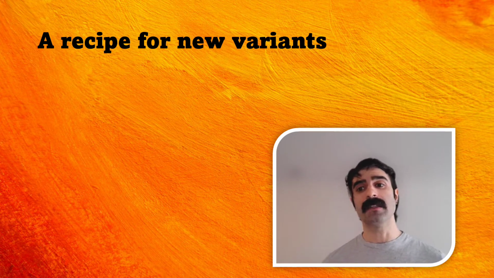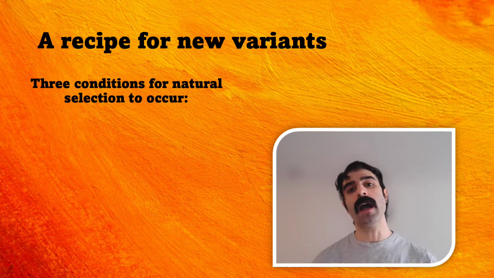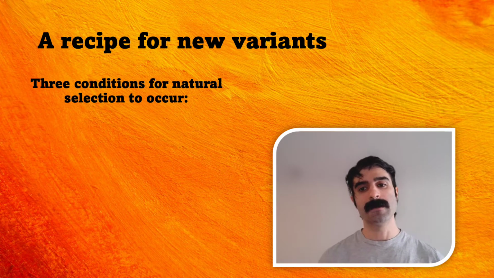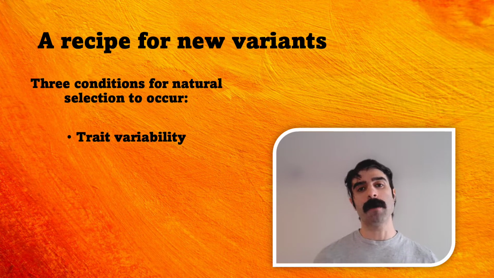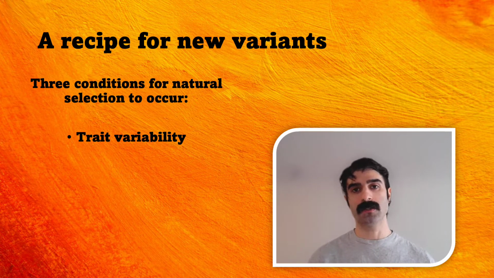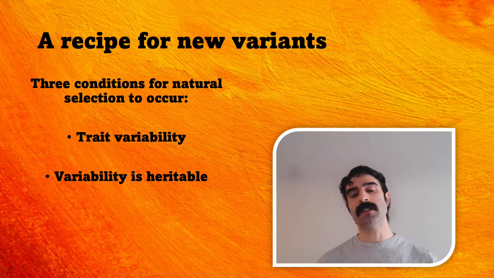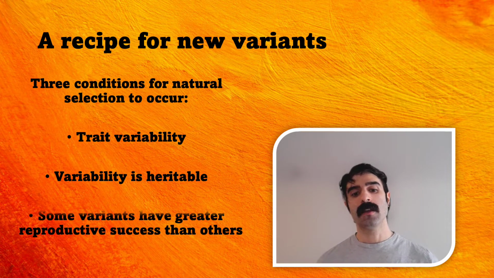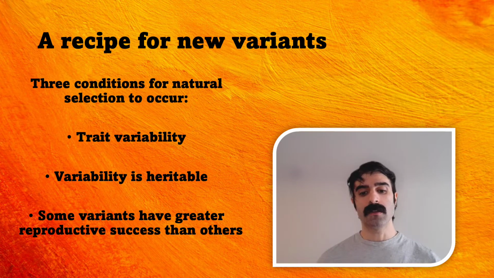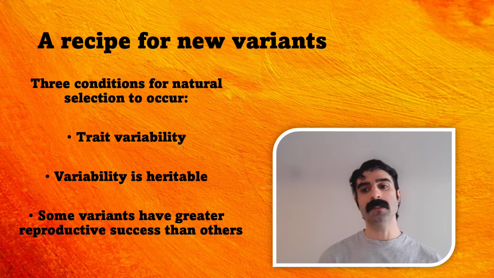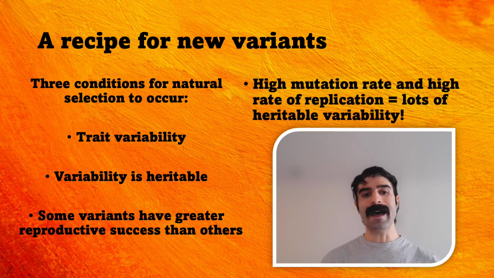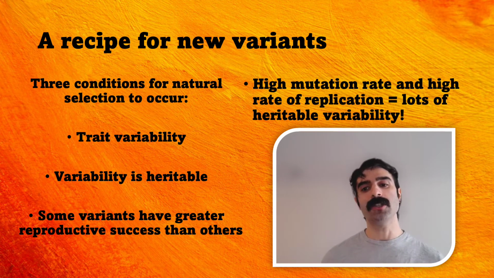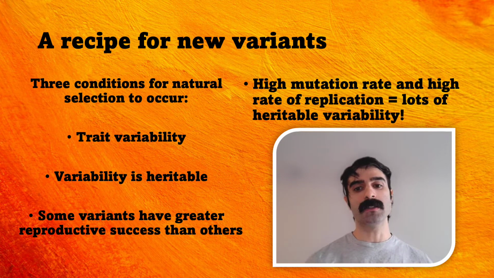To understand why this is, let's review the three conditions required for evolution by natural selection. First, individuals in the population must vary in their traits. Second, at least some of this variability is heritable, or in other words, has a genetic basis. And third, some variants must have greater reproductive success compared to others. So in the case of SARS-CoV-2, the high mutation rate and high rate of replication means there will be lots of heritable genetic variability amongst the spreading viruses.